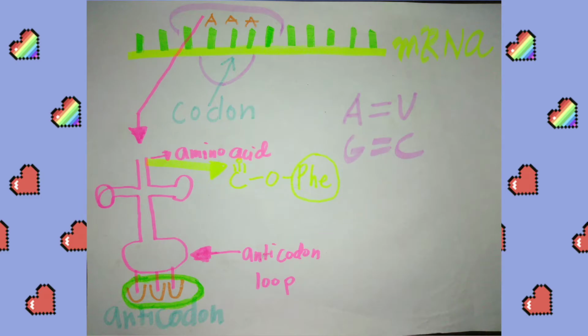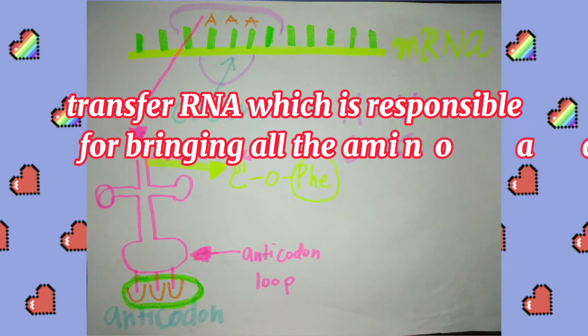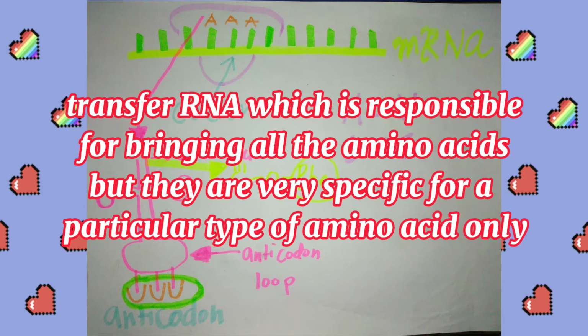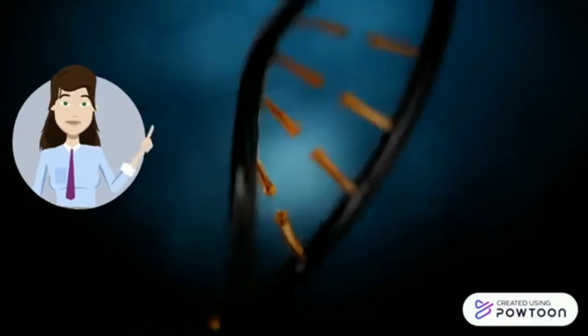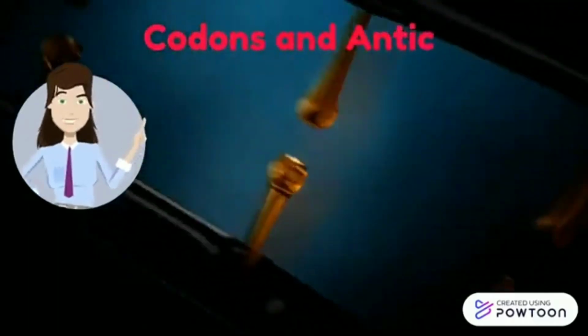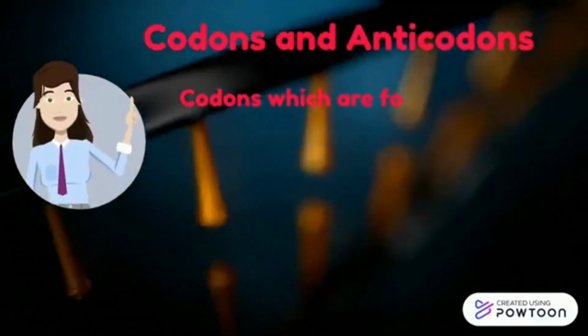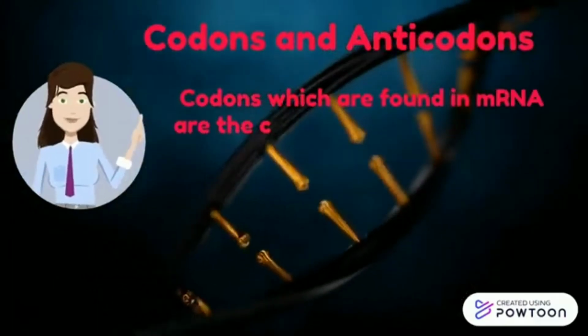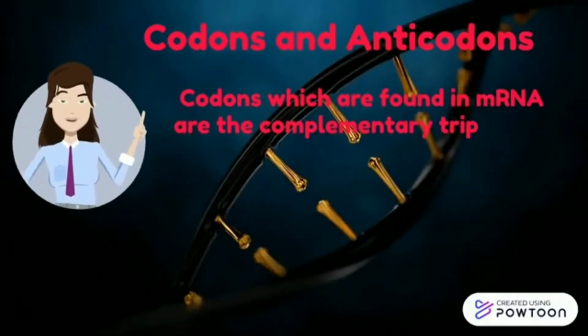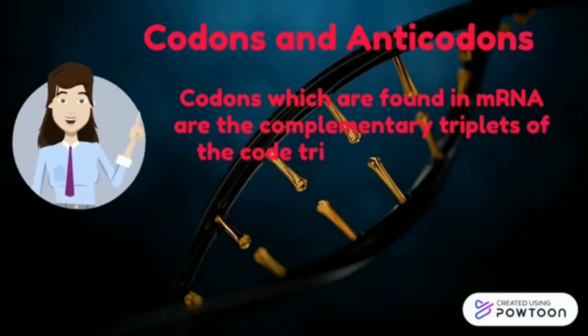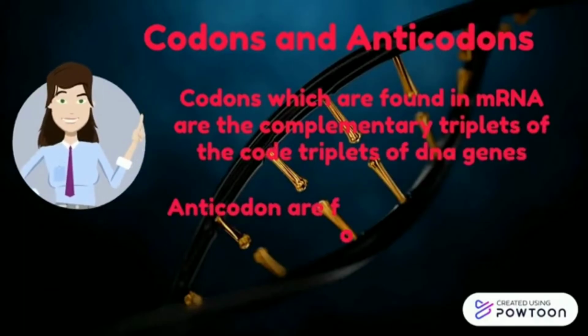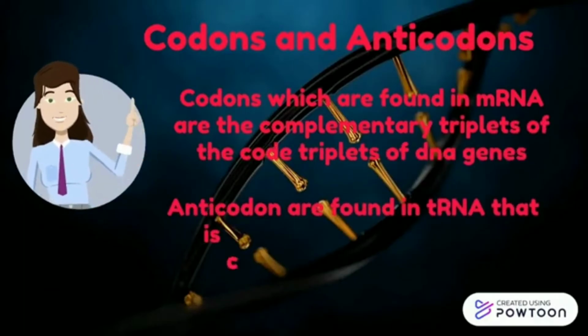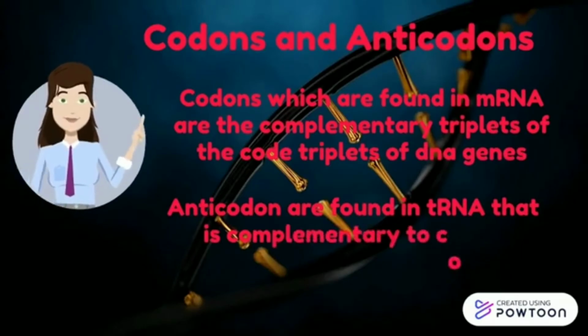So you can see that the tRNA is the transfer RNA which is responsible for bringing all the amino acids, but they are very specific for a particular type of amino acid only. And now let us move on to codons and anticodons. Codons, which are found in mRNA, are the complementary triplets of the code triplets of DNA genes, while anticodons are found in tRNA that is complementary to codon. These two terms are related to each other.